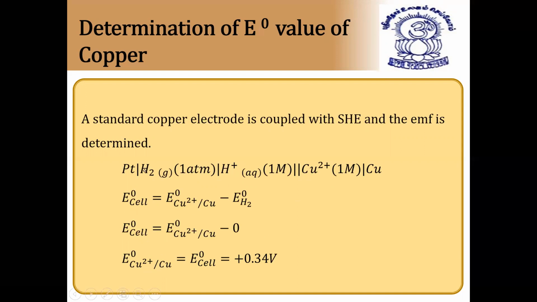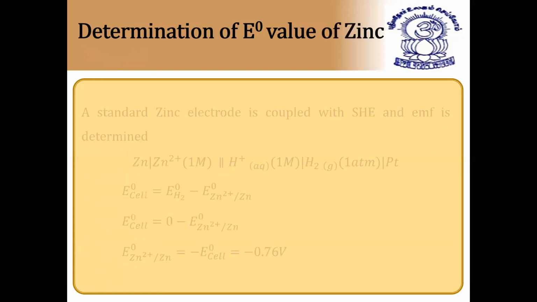So for zinc, because zinc is more electropositive than hydrogen, what happens? Hydrogen changes to H plus and will go to the cathode, and zinc changes to zinc ion and will go to the anode. Due to this, you will get a negative value for zinc. So highly reactive metals will have negative electrode potential values, negative reduction potentials, and low reactive metals will have positive electrode potentials, that is reduction values. This we will discuss next.